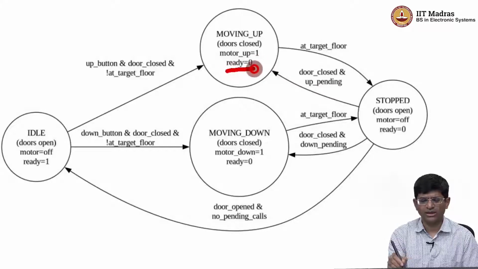Now you might wonder why exactly is a ready signal required over here. That's partly to sort of keep track of, and it could be used for other purposes, like for example an indicator light which says whether or not the lift is idle and ready to move.